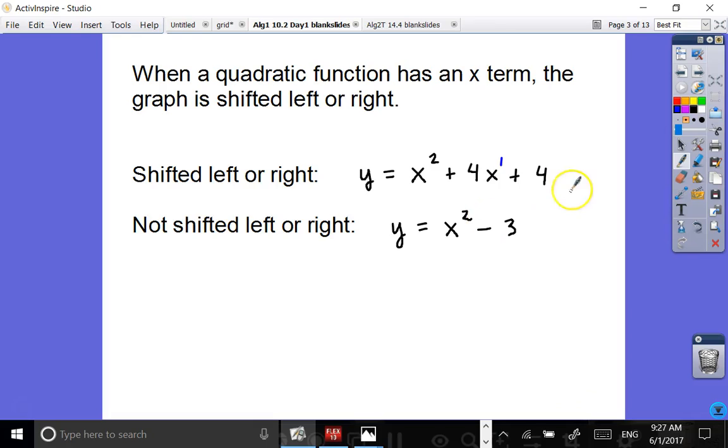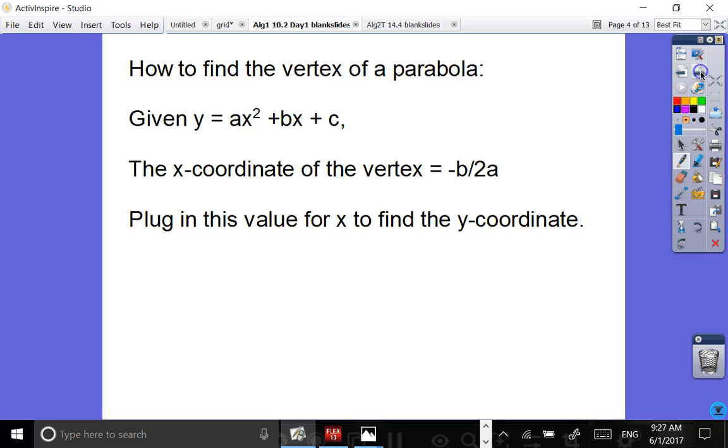So the question is, how do we figure out where to go with this? Remember that a parabola is like a U. The bottom point on that U is called the vertex. If we can figure out where the vertex is, then we will have figured out the shift, up, down, left, or right. So we have a formula for this, to find the x-coordinate of the vertex.